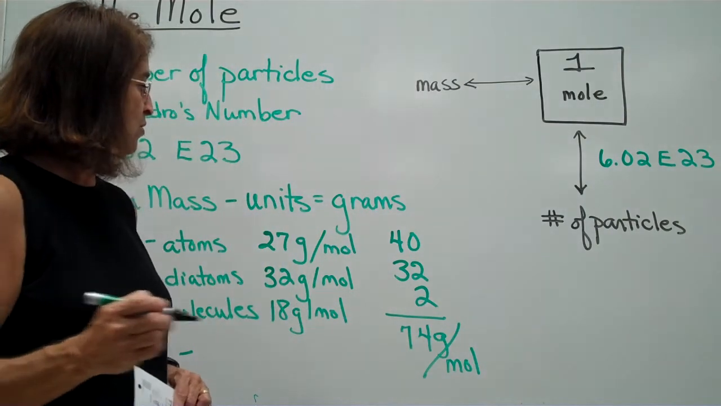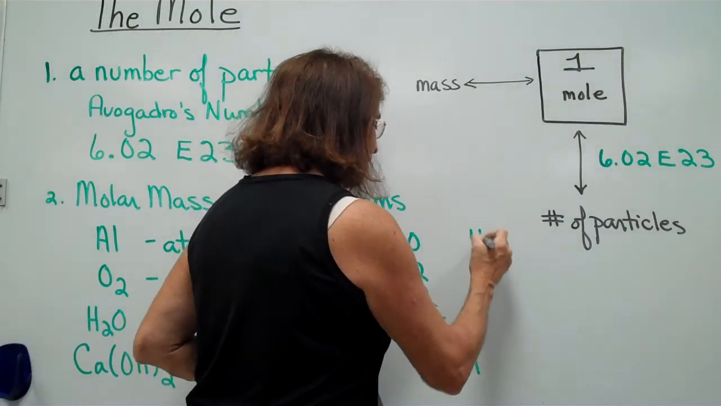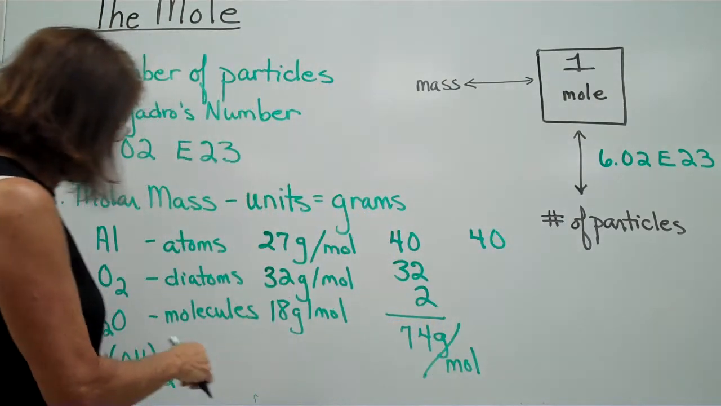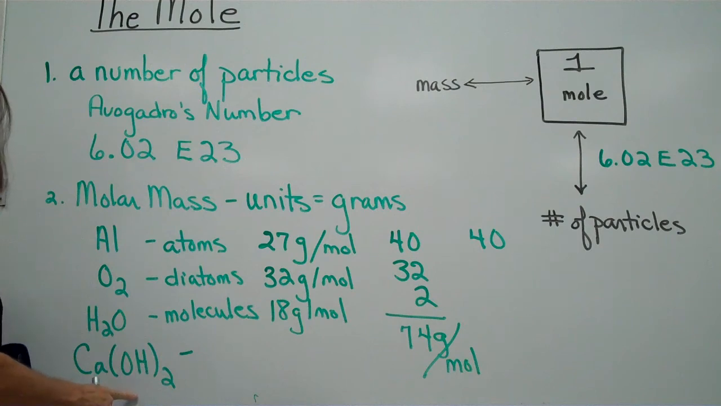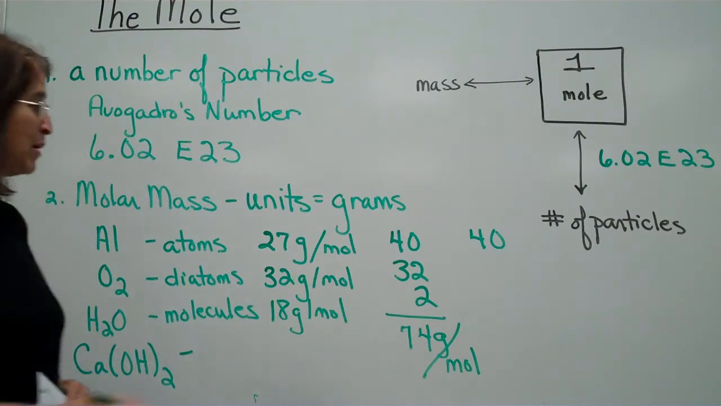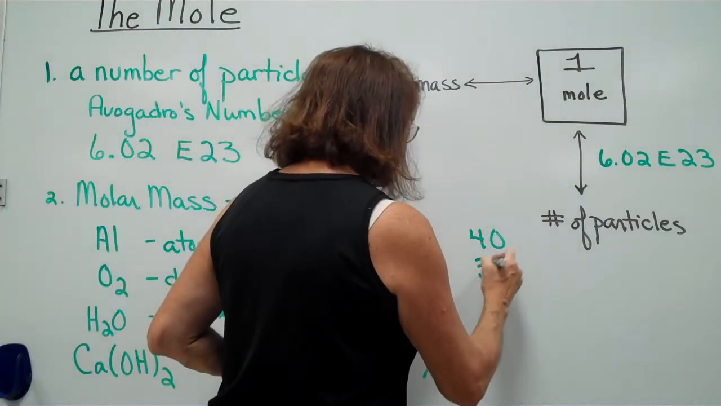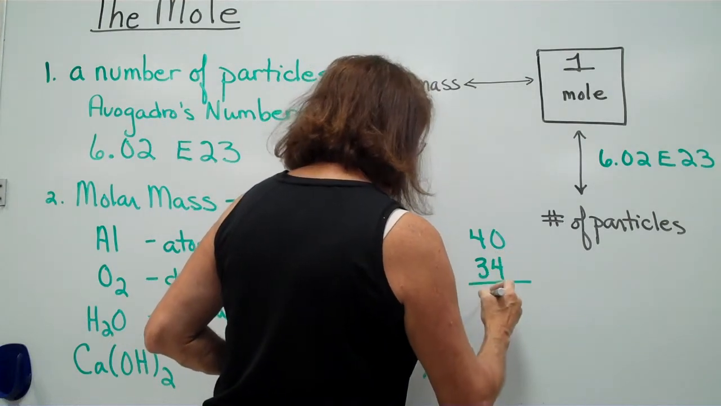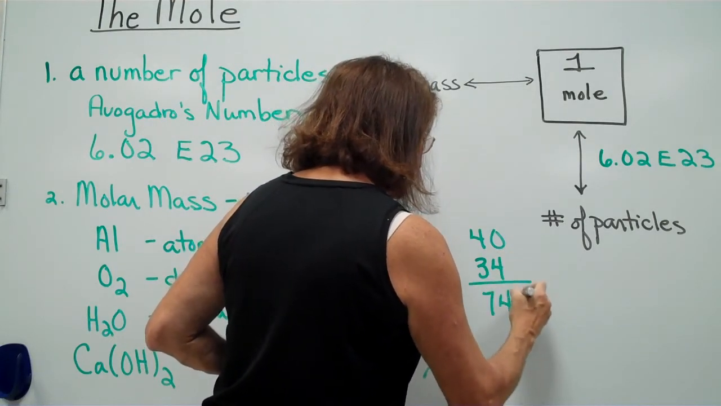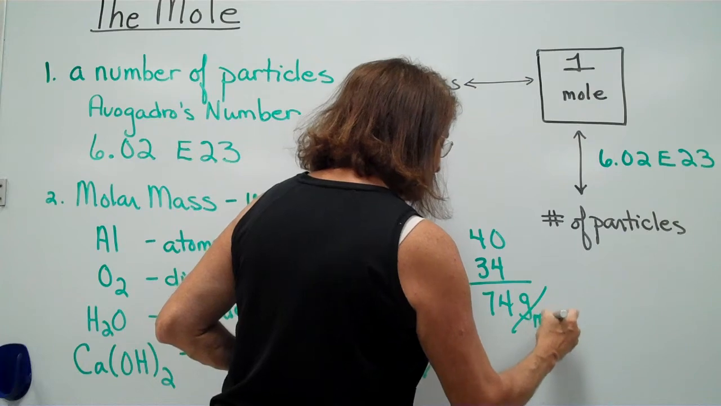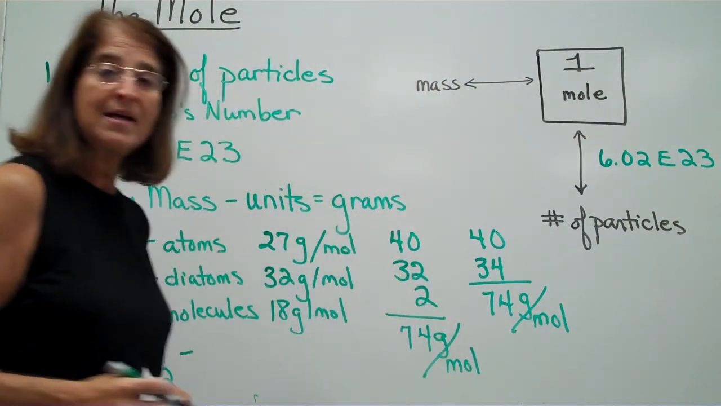The other way you could do this would be 40 for the calcium. Then you could say that an oxygen and a hydrogen would be 16 plus 1, that's 17. And 17 times 2 would be 34. Either way you want to do it, you're going to get a total of 74 grams per mole as the molar mass.